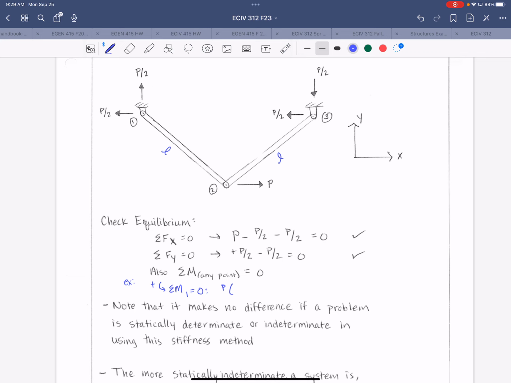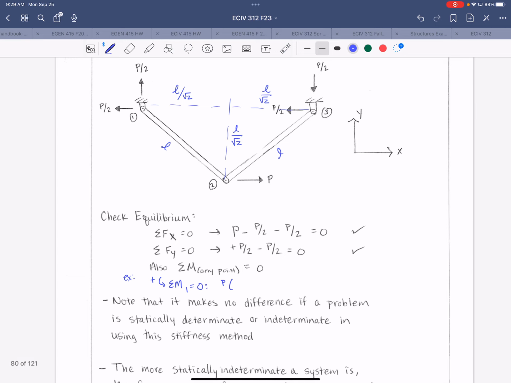And we know that they're angled at 45 degrees. So this distance will be L over the square root of 2. This distance will be L over the square root of 2. And this distance will be L over the square root of 2. So our moment arm from the applied load is going to be L divided by the square root of 2.